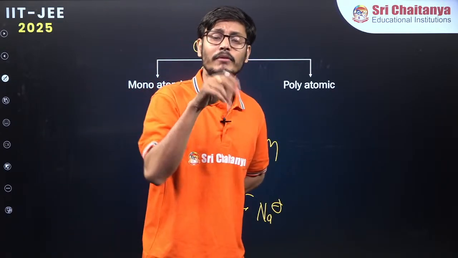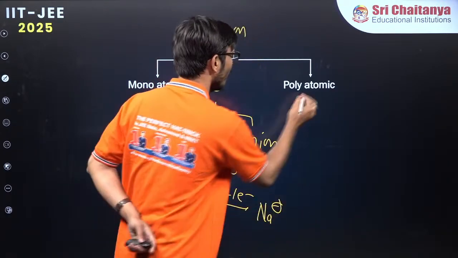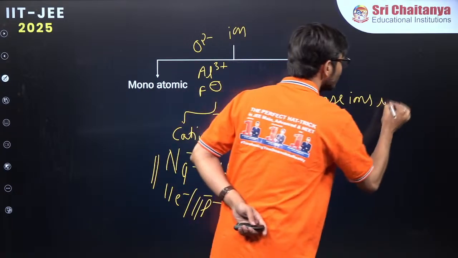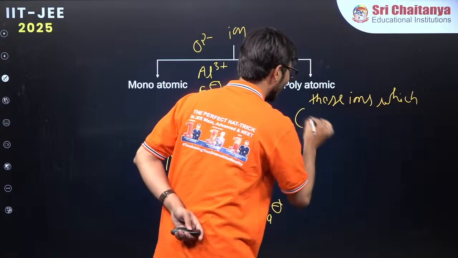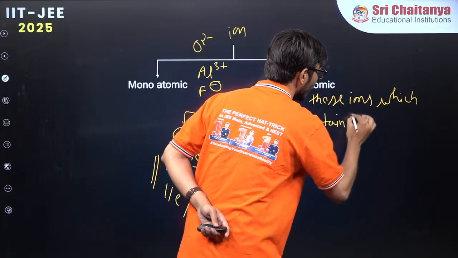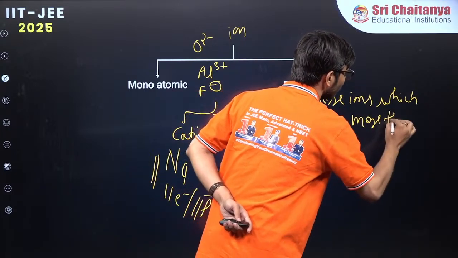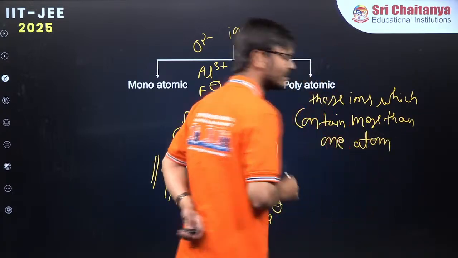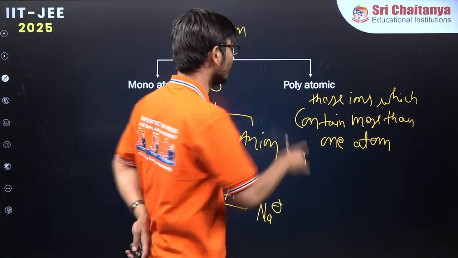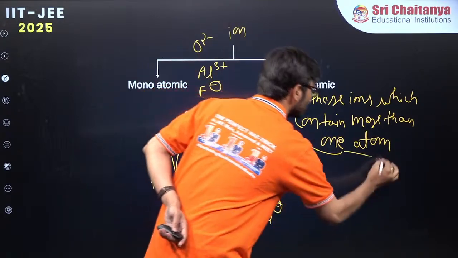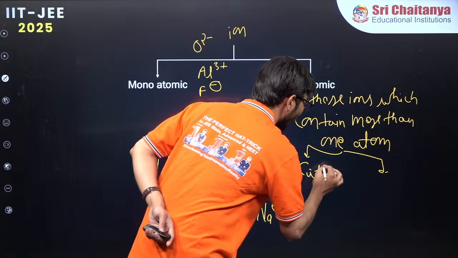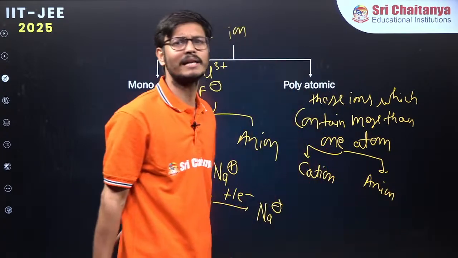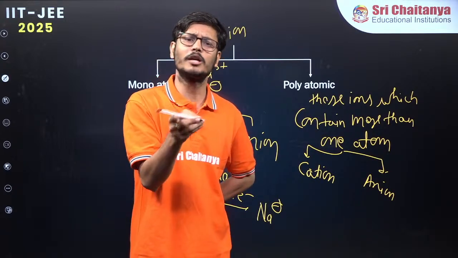Those ions which have more than one atom. More than one atom is known as polyatomic. Let us come to the example. In polyatomic, you can have cations as well as anions. Polyatomic cations are very, very few. Mostly we have polyatomic anions.